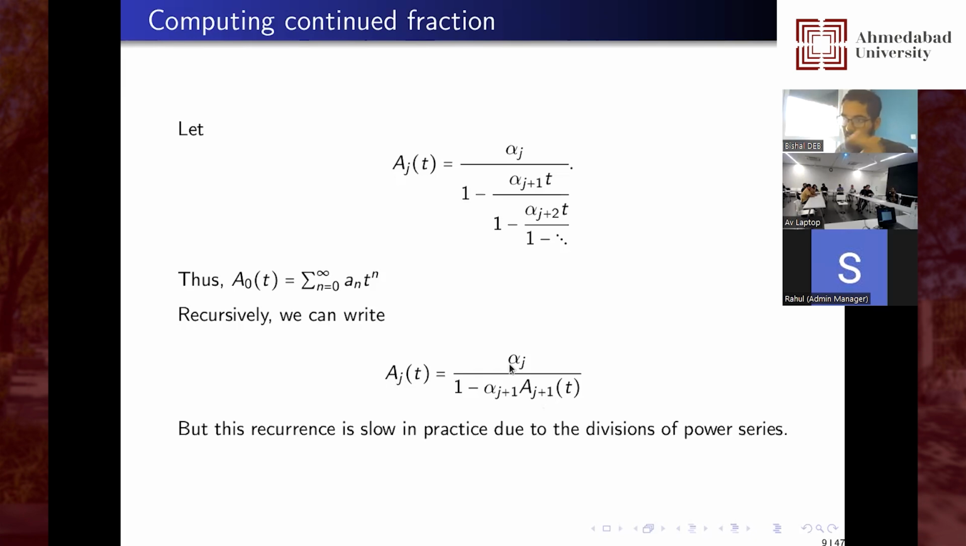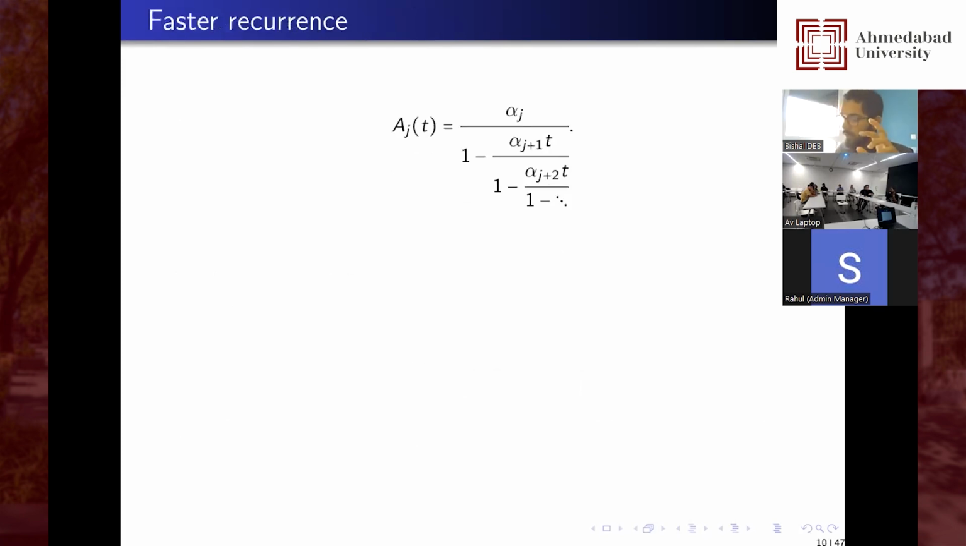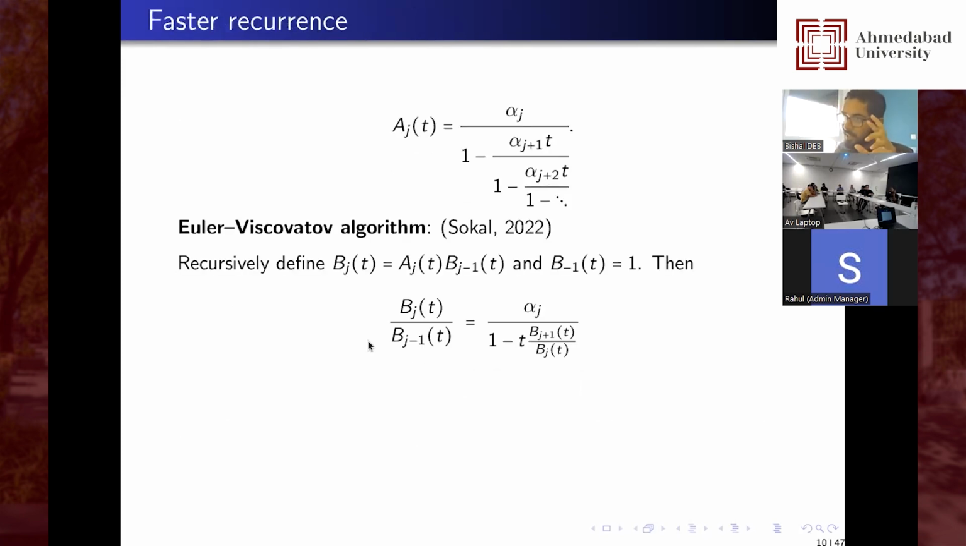However, this recurrence is very slow in practice because it involves divisions of power series. If you're trying to do divisions of power series, it will be quite slow. Instead, here is an algorithm which is implicit in a paper of Euler in 1760. I think it was written by Euler in 1746, published in 1760. In those days it used to take 24 years before a paper would be published.